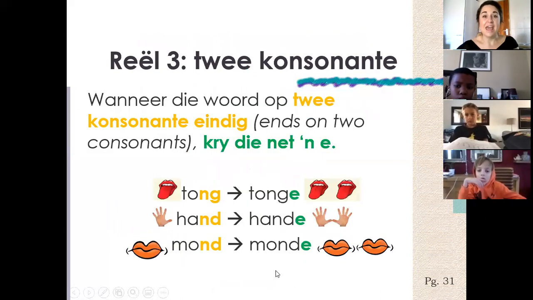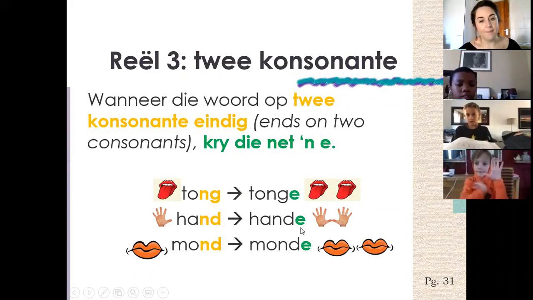All right. Reël nummer 3, rule number 3. Wanneer die woord op 2 konsonante eindig, when the word ends on 2 consonants, kry dit net 'n e. We just add an e. So look, an n and a g, we add an e. Tong, tonge. Hand, can you see it ends on 2 consonants? Hande. Mond, monde. Very good.